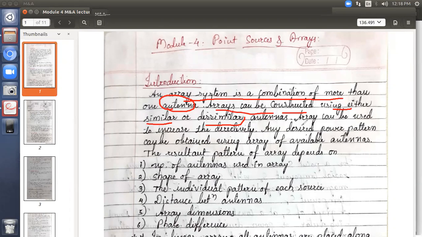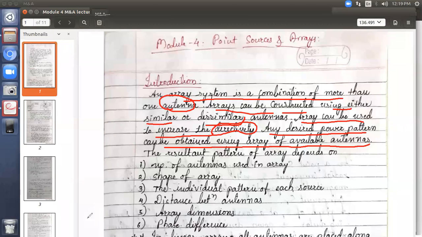So why do we go for this array system? Why is it required? Arrays are basically used to increase the directivity. In the yesterday session, we have seen that for a particular power pattern, you find the directivity, capital D. Directivity is an important parameter; apart from radiation intensity, gain, and efficiency, directivity plays a very important role while designing an antenna. Any desired power pattern can be obtained using an array of available antennas.